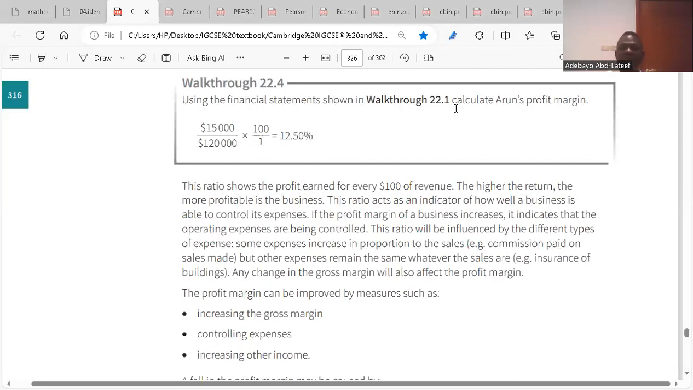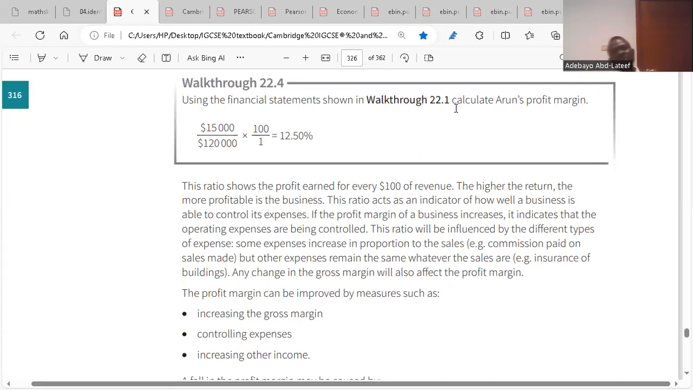This ratio acts as an indicator of how well a business is able to control its expenses. If the profit margin of a business increases, it indicates that the operating expenses are being controlled. This ratio will be influenced by the different types of expenses. Some expenses increase in proportion to the sales, like commission paid on sales made, but other expenses remain the same whether the sales are changing or not. So any change in the gross margin will also affect the profit margin.